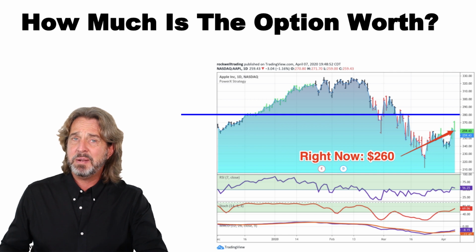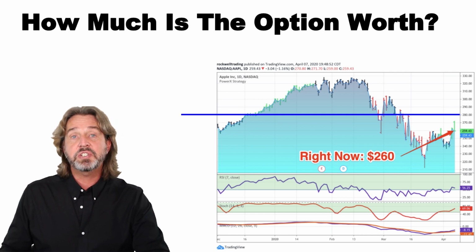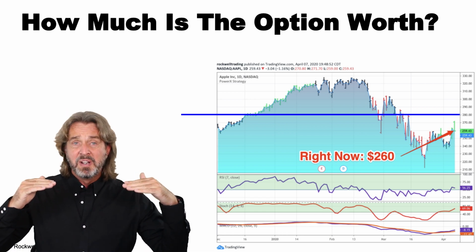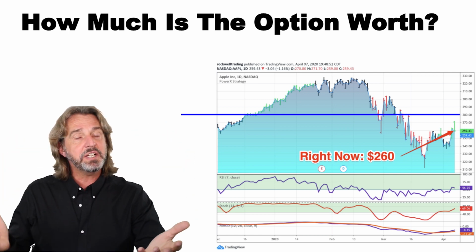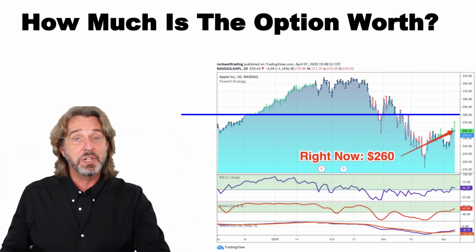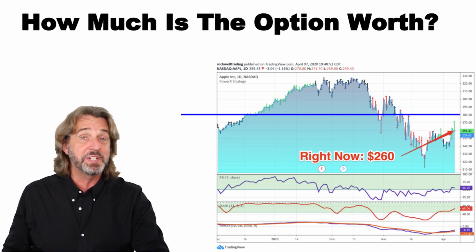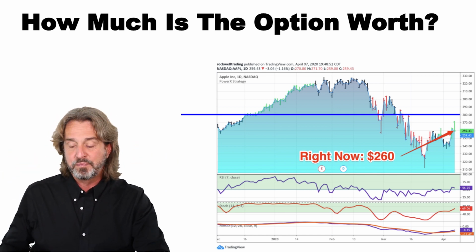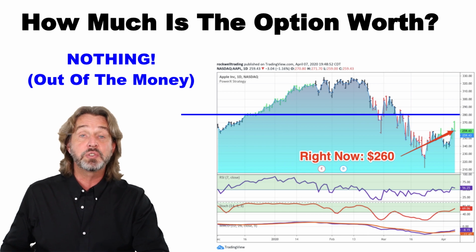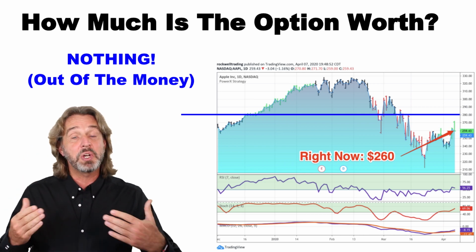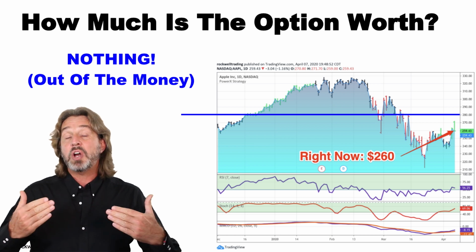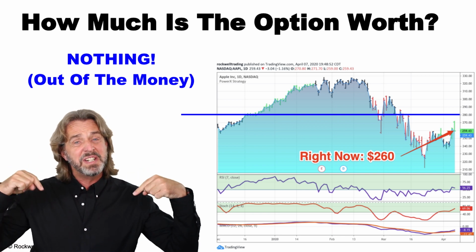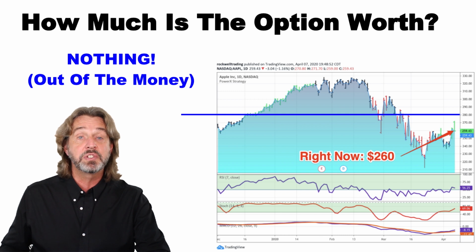Is this making sense? Let me ask you, how much is this option worth if Apple is trading right now at $260 and you can buy Apple at $280? It doesn't make sense, because why would you have the option? You could buy Apple outright right now for $260, which is cheaper than the strike price that the option is giving you. So this means that the option right now is worth nothing because it is so-called out of the money. This option is only worth something if Apple moves above 280. As long as it stays below 280, this option is not worth anything.